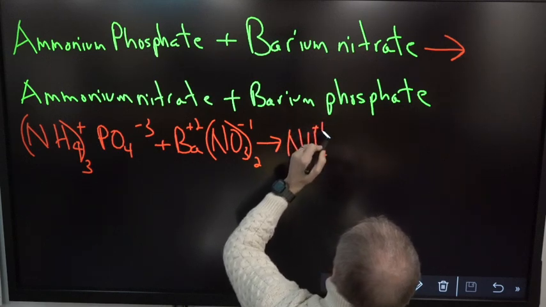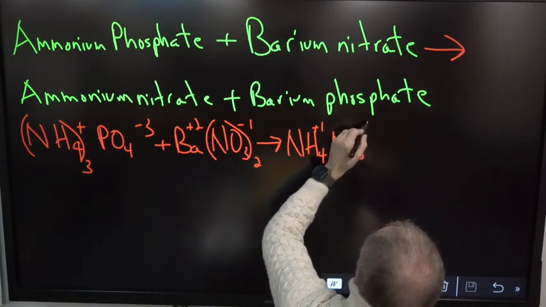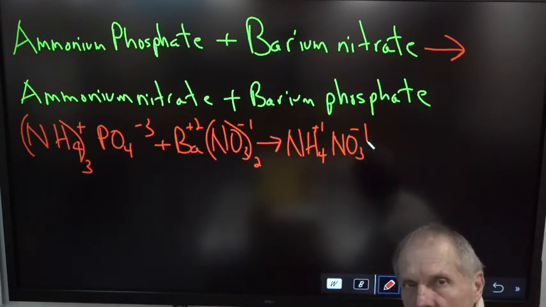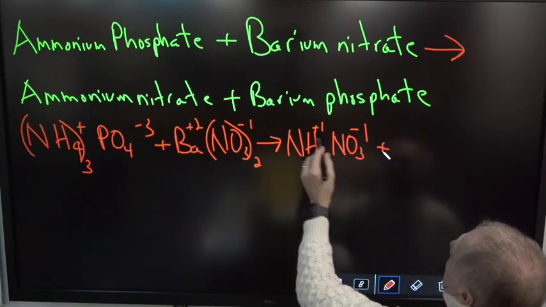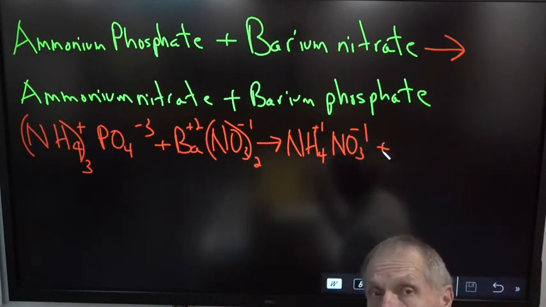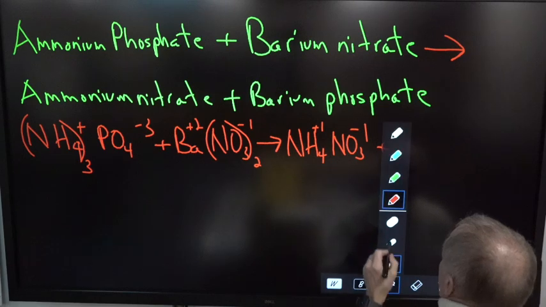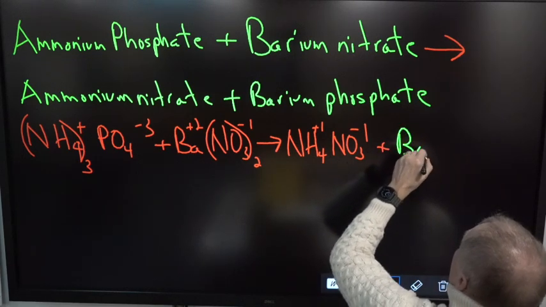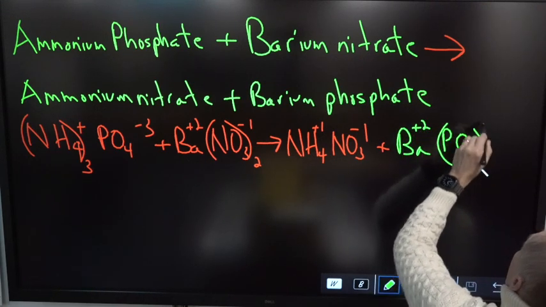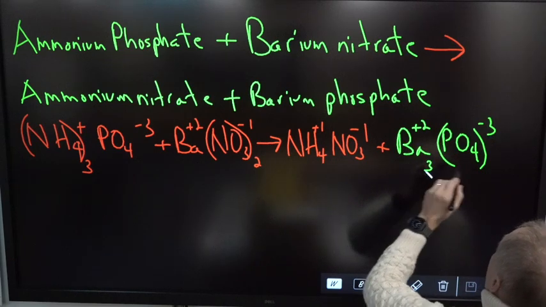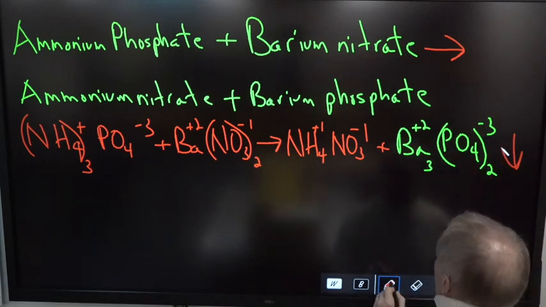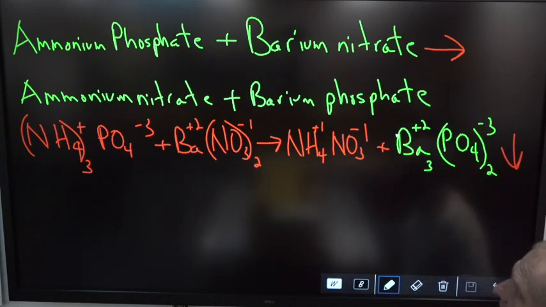ammonium nitrate, NH4 plus 1, NO3 minus 1. And since that's a plus 1 and a minus 1, that equals 0. We don't have to do any crisscrosses at all. Plus barium phosphate. And we found out that barium phosphate is insoluble. So we're going to go like this, Ba plus 2, PO4 minus 3. We got to crisscross that 3 and that 2. And then we're going to go like this, arrow down because it's insoluble. Now, there is our equation.